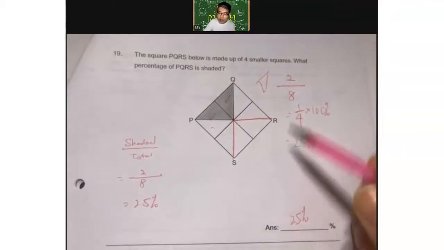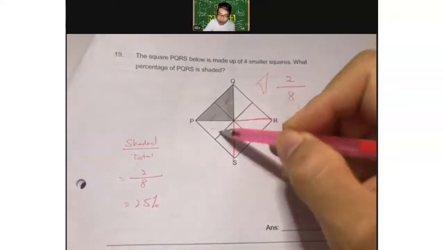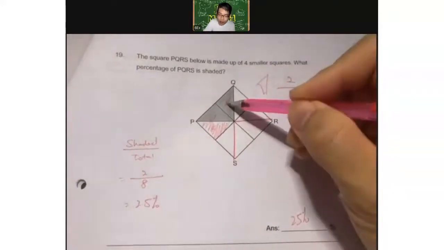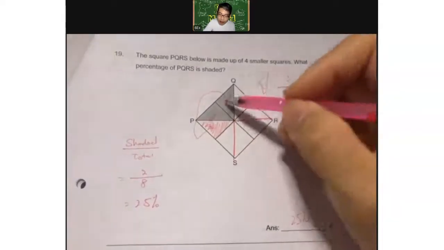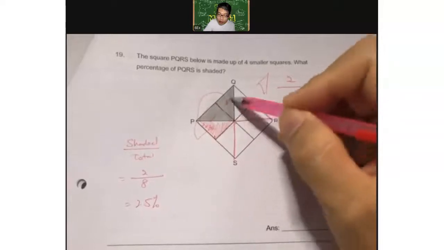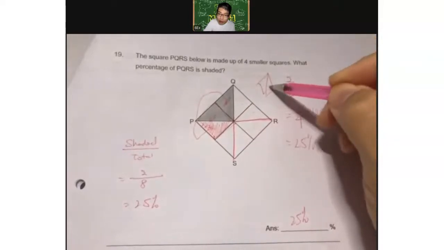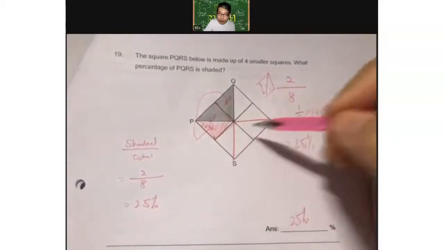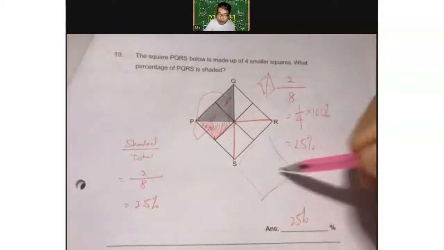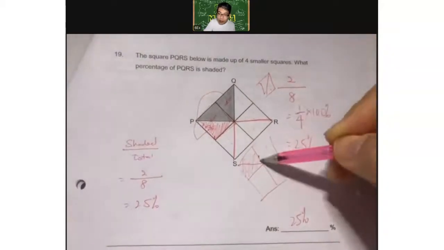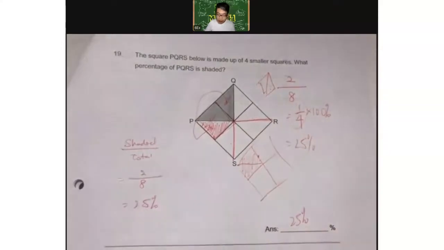Another way to see this is, if I shift this shape over here, then this part becomes shaded. See, I shift this over here. Then you have one square that is shaded. 2 triangles make 1 square, right? Then 1 out of 1, 2, 3, 4 squares becomes like this. These are the shaded parts. And it's again 1/4 is shaded, and that's 25%.